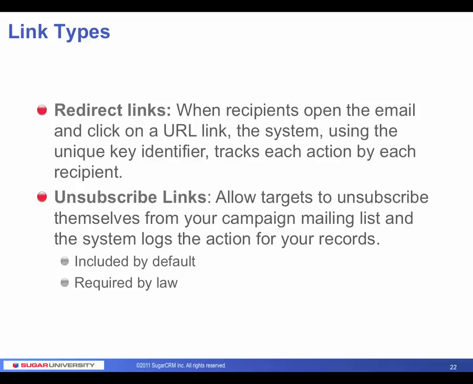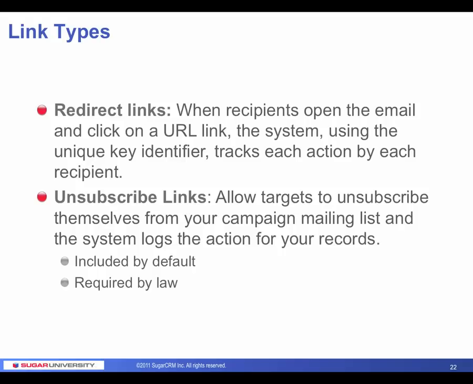There are two different types of tracker links. With redirect links, the system generates a unique key for each URL and for each recipient and associates it with the email template. When recipients open the email and click on a URL link, the system, using the unique key identifier, tracks each action by each recipient.